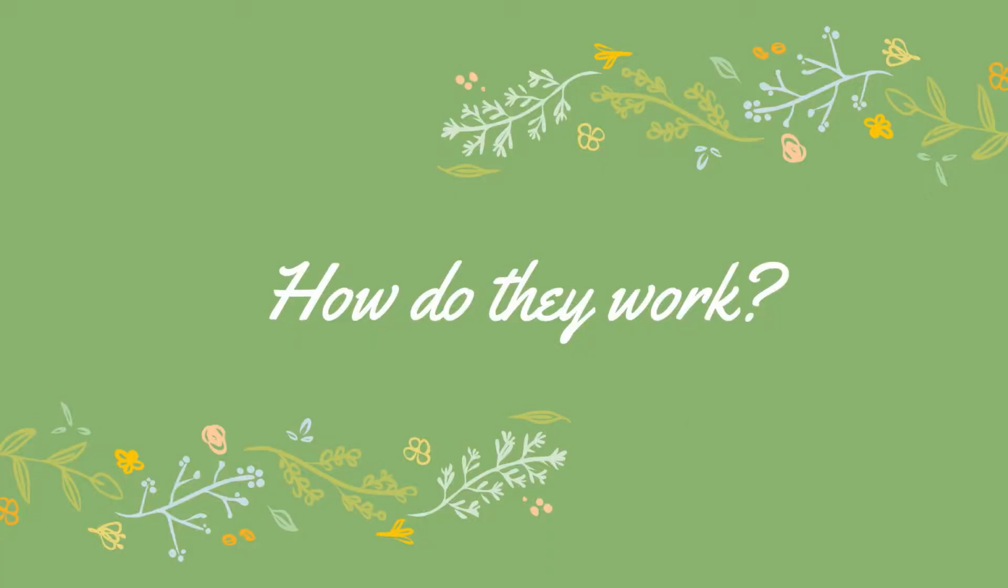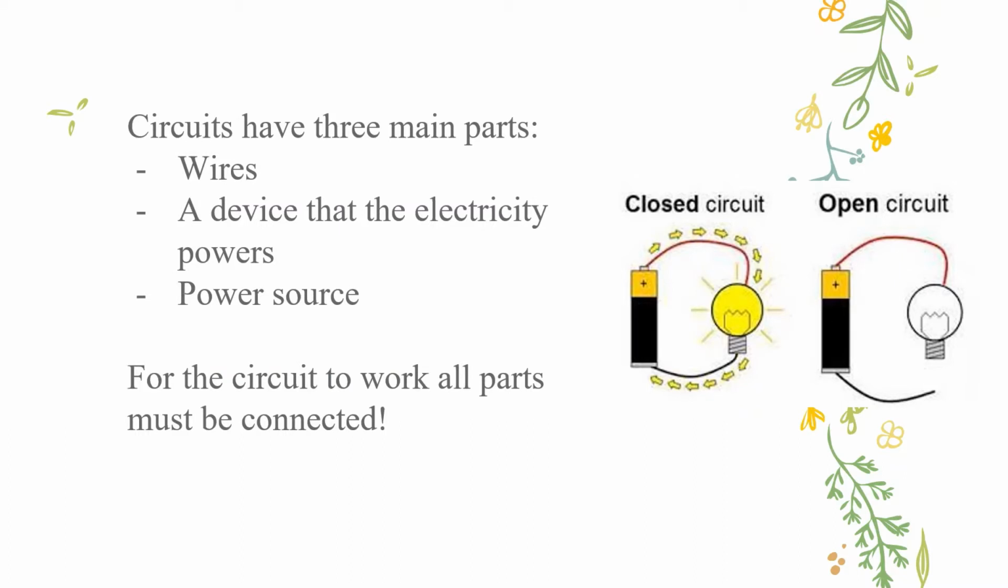How do circuits work? Circuits have three main parts. They have wires, a device that they power like a light bulb, and a power source. And all these parts must be connected for the circuit to work correctly. If you can see in our little diagram over here, you see the light bulbs turned on when all the wires are connected to the battery. But if they're not connected, the light bulb turns off.